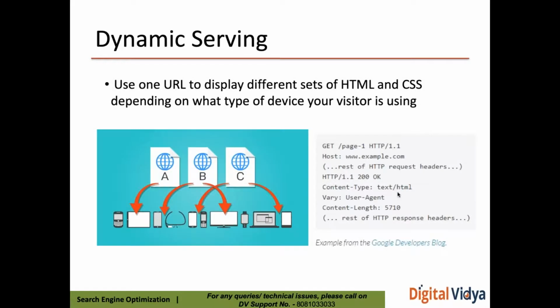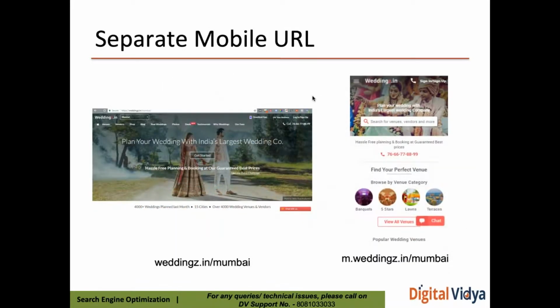All right, now let's look at the history. Okay, so mobile websites have a good history. I'll explain this in a different flow. Now I'm talking about at least 7-8 years back, where we used to have dynamic serving. Now what is dynamic serving? Okay, we used to have separate mobile URLs.